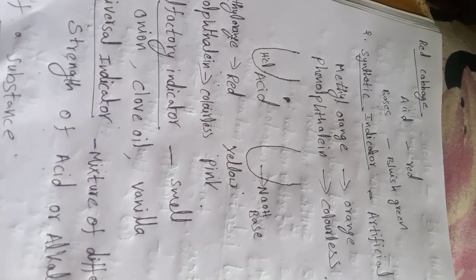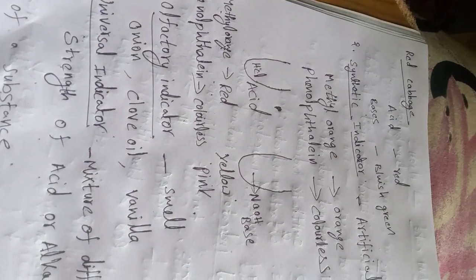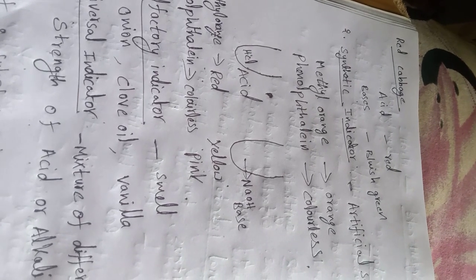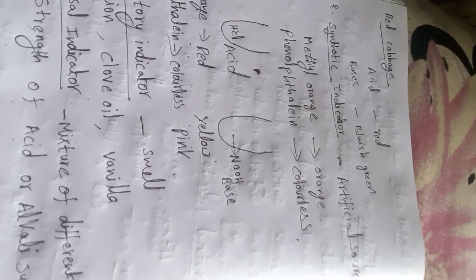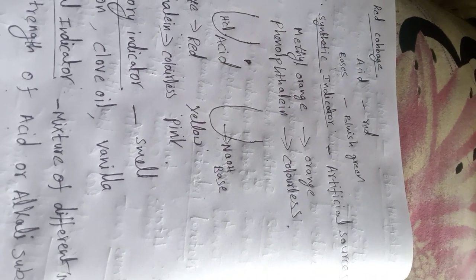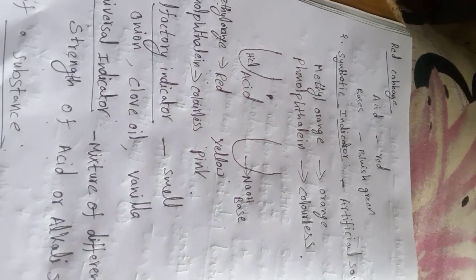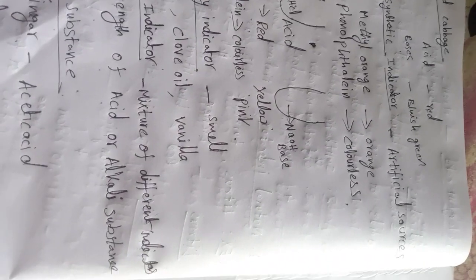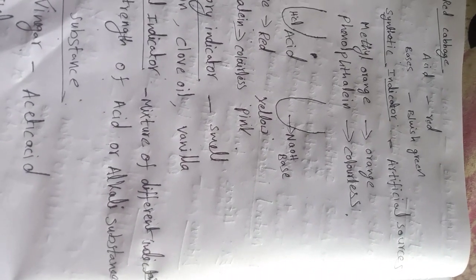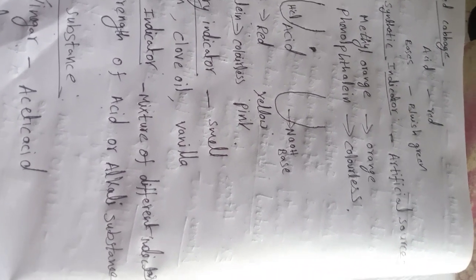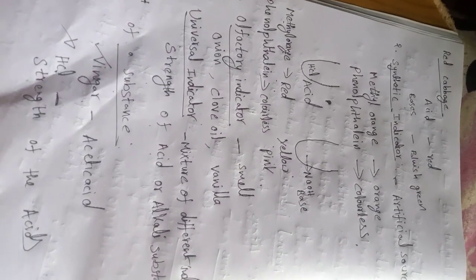The third one is the olfactory indicator. It changes its smell when mixed with acid or base. For example, onion, vanilla, clove oil. Universal indicator is a mixture of different indicators. It shows different colors in different solutions. It also tells us the strength of the acid or base. pH paper is a universal indicator.